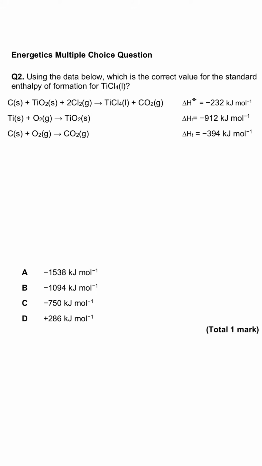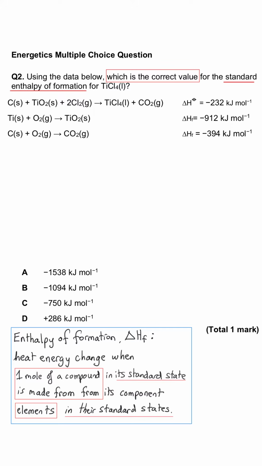Using the data below, which is the correct value for the standard enthalpy of formation of titanium chloride in the liquid state? And we've been given the enthalpy change for a reaction of -232, and then we've been given 2 enthalpy of formation values for 2 of the compounds that appear in that equation. There's 2 ways that we can solve this. First of all, we can construct a Hess cycle from the equations that we've got. And sometimes it's okay to draw around an equation that you've been given. I've decided to redraw it in the space below here.